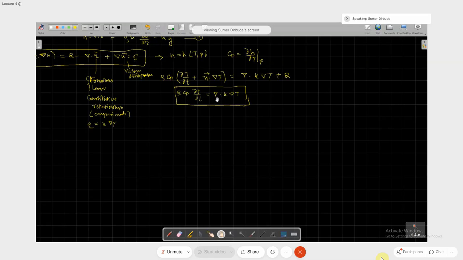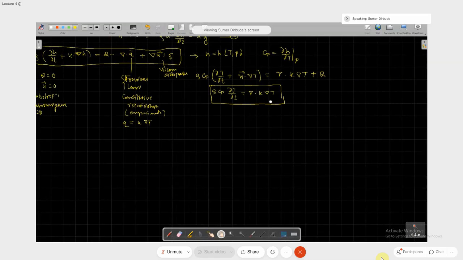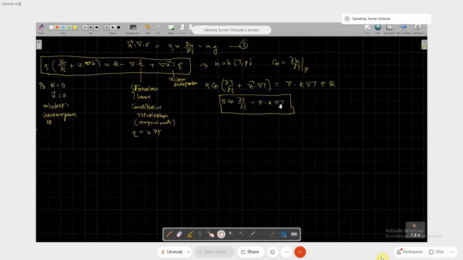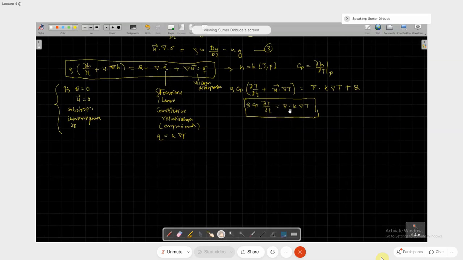Okay. Now here this del dot k gradient of T. Now k is either a constant or it can be a function of temperature also, or it can be varying from space to space. Okay. If it is varying from space to space, if this k is a function of space, then you cannot take it outside.